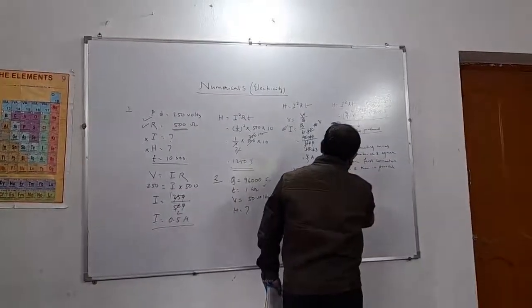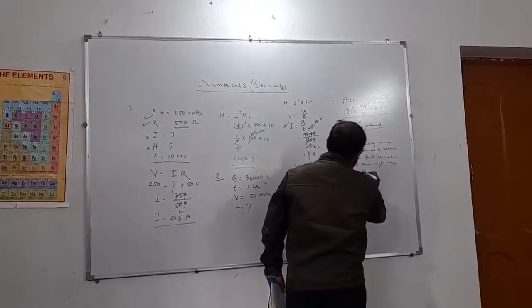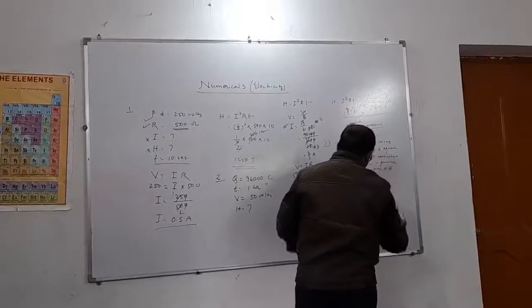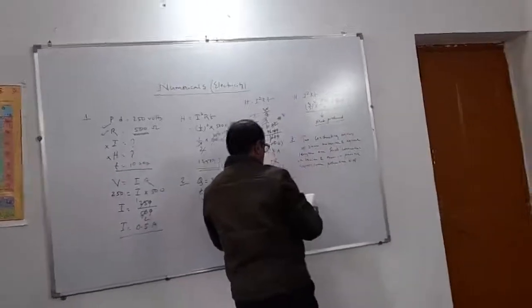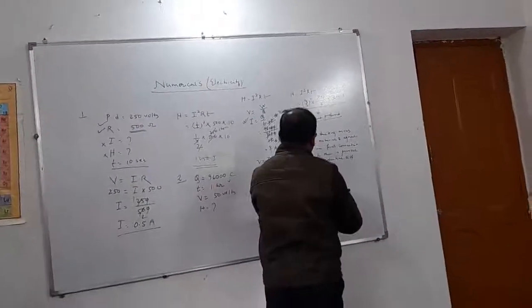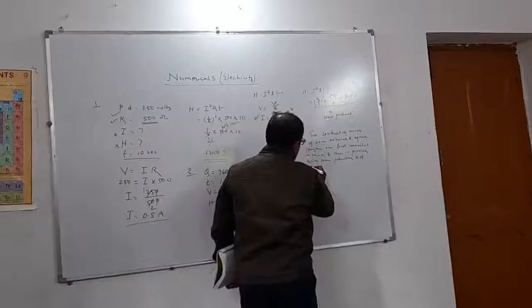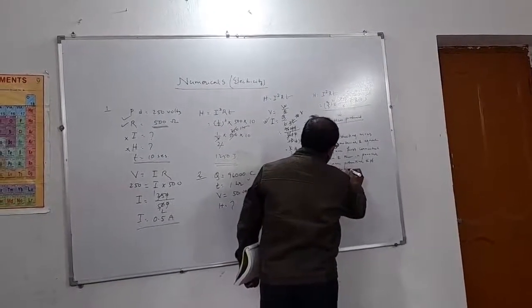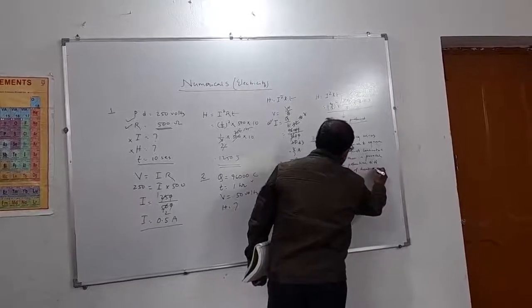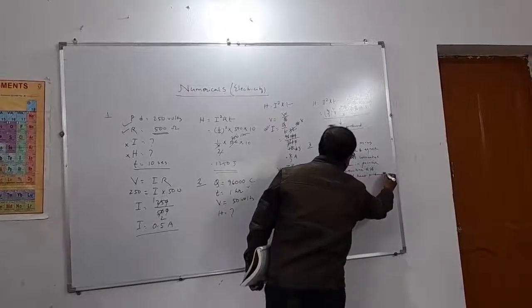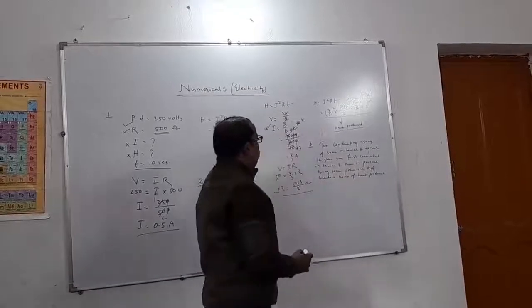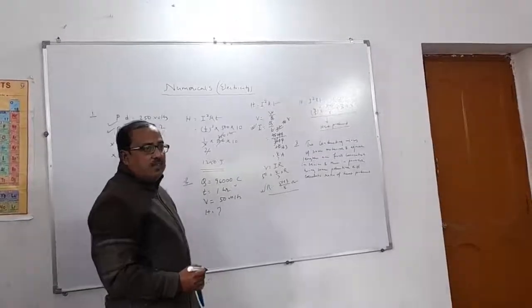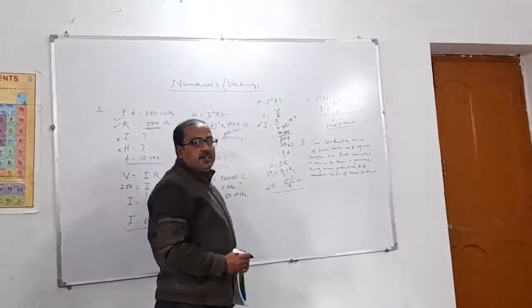Having the same potential difference, we have to calculate the ratio of heat produced. Calculate the ratio of heat produced. So two conducting wires of same material and equal length, that means two resistors having the same resistance.